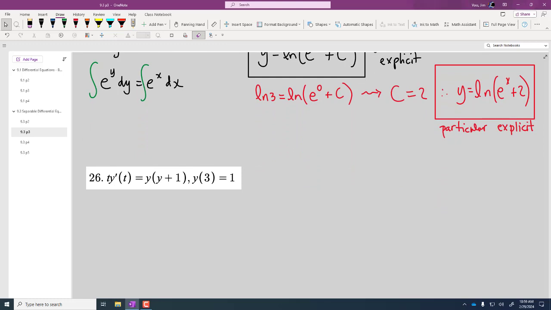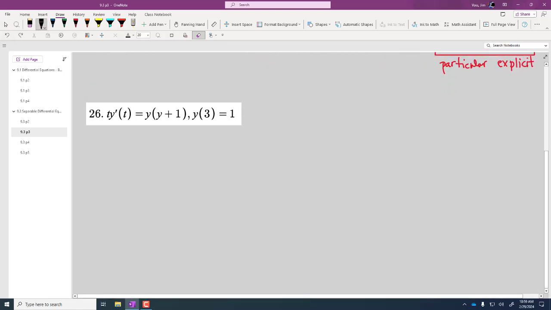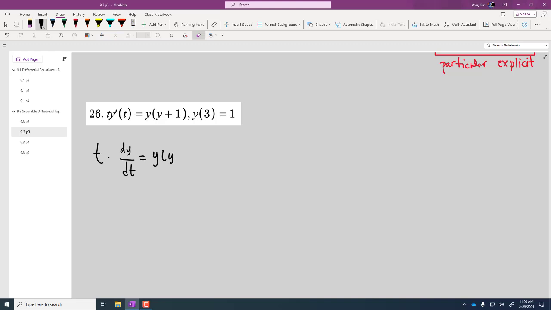So we'll try another one here. We'll mingle this with another integration technique that we haven't used today yet. Usually it's a good idea just to rewrite the differential notation first. Make sure you don't divide by the wrong thing. So we want t's to the right, we want y's to the left. So dy over y times y plus 1, and on the right, we have 1 over t dt.